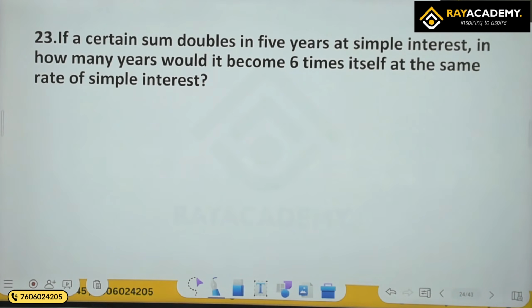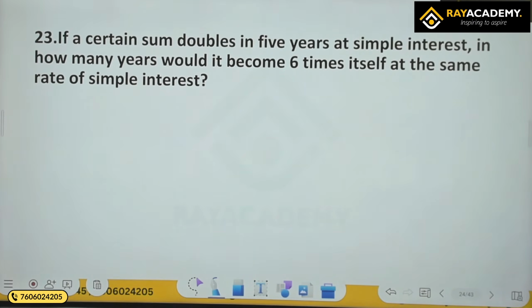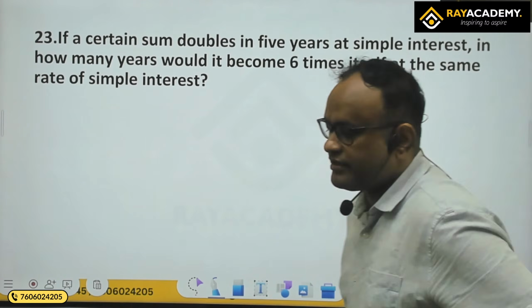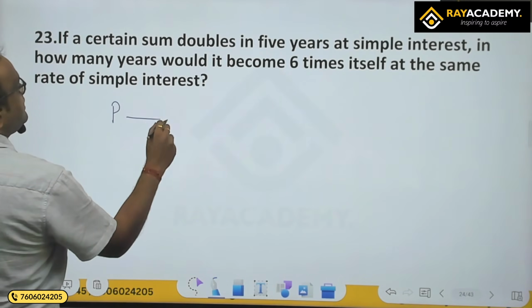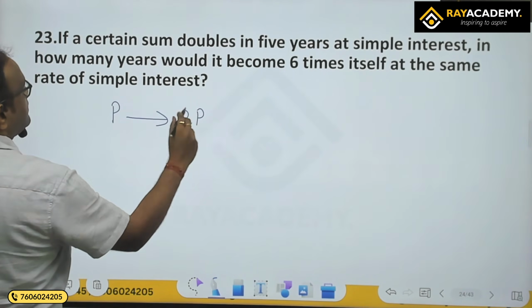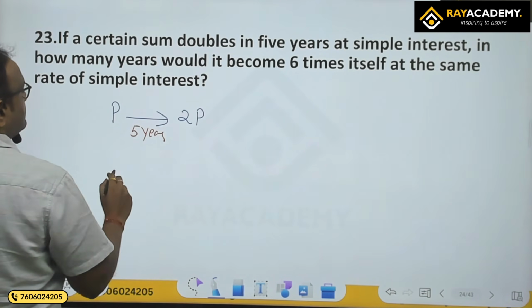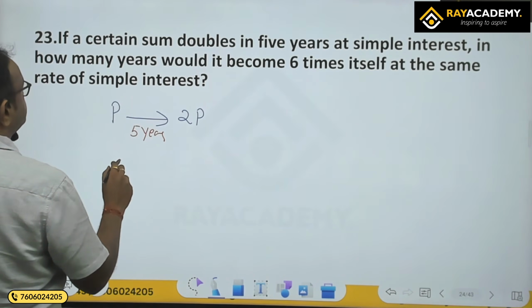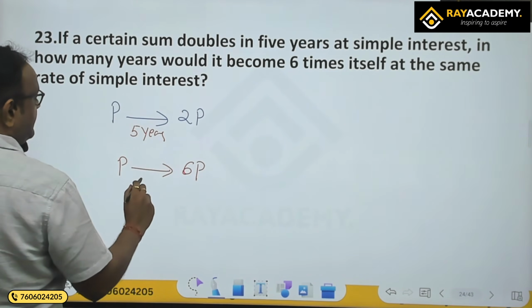Next question, 23. If a certain sum doubles in 5 years at simple interest, in how many years would it become 6 times itself at the same rate of simple interest? Here also, suppose a sum is P. P becomes 2P in 5 years. Now they are asking: P becomes 6P in how many years?